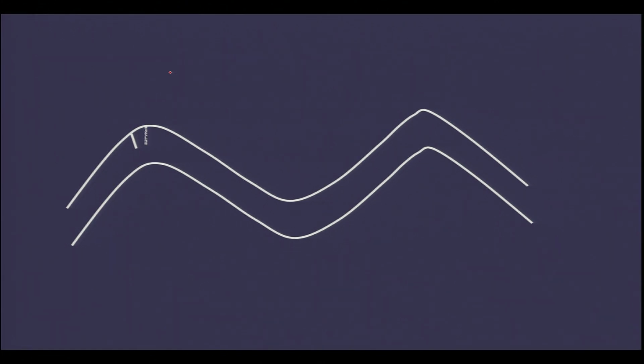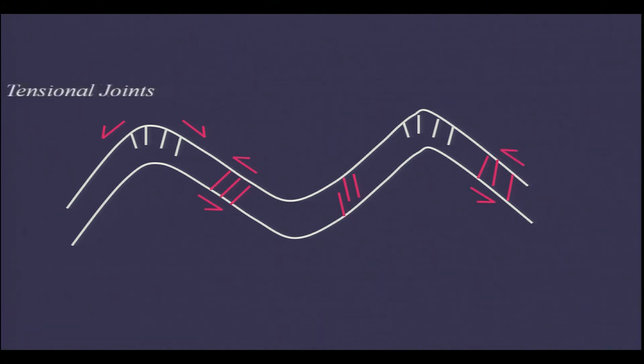Then the fractures, which we can say are secondary features, mostly seen developed on the crest part of the fold, and then the trough we have. So, we will see mostly the joints, and those joints are shear joints and tensional joints. We have shear joints along the limb, and on the crest of the folds we will see the tensional joints.